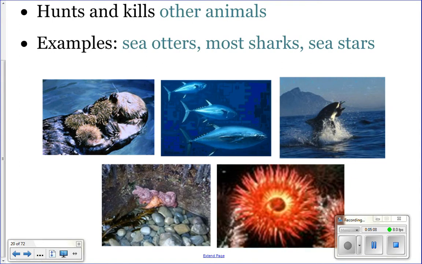And here are your pictures. Sea otters eating urchins, sharks eating a seal, tuna eating other fish, and sea stars eating mussels, and then anemones eat fish and other animals as well. All right? Okay.